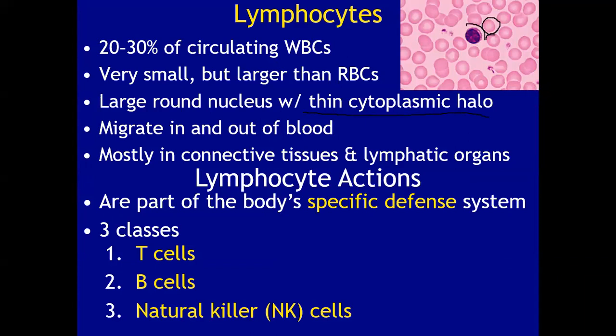We'll talk about this in the immune system and the lymphatic system as well. So we find a bunch of them in connective tissue. We find a bunch of them in lymphatic organs like lymph nodes and things like that. They are part of the body's specific defense system, meaning we're going to identify who it is and we're going to put cells out there that know how to kill that particular strain of whatever it is. Okay. We got T cells, B cells, and natural killer cells are the three different classes. And we'll spend a lot more time learning about these in the immune system, but let's just get a generic idea of what's going on here.